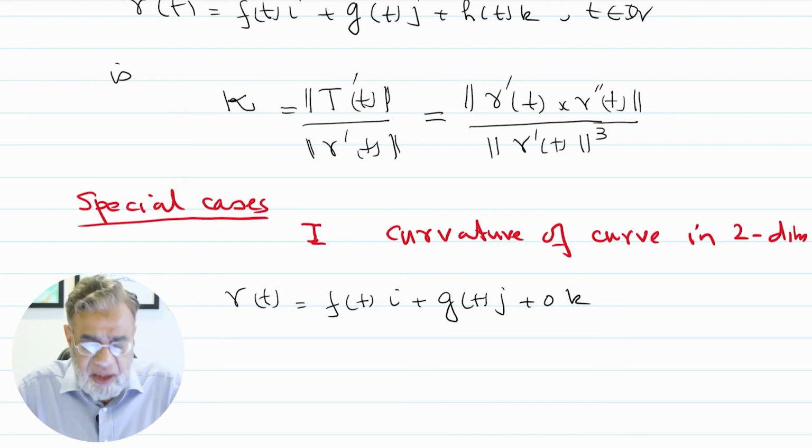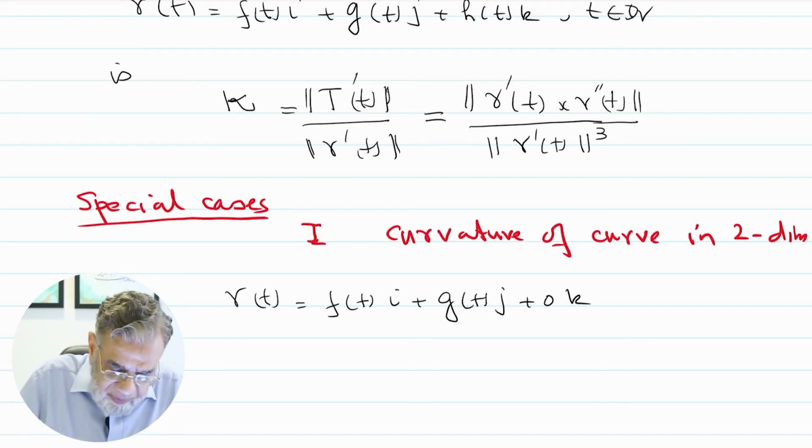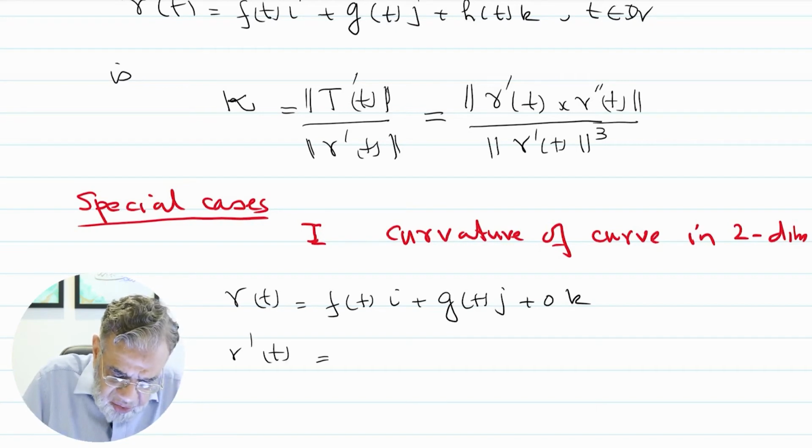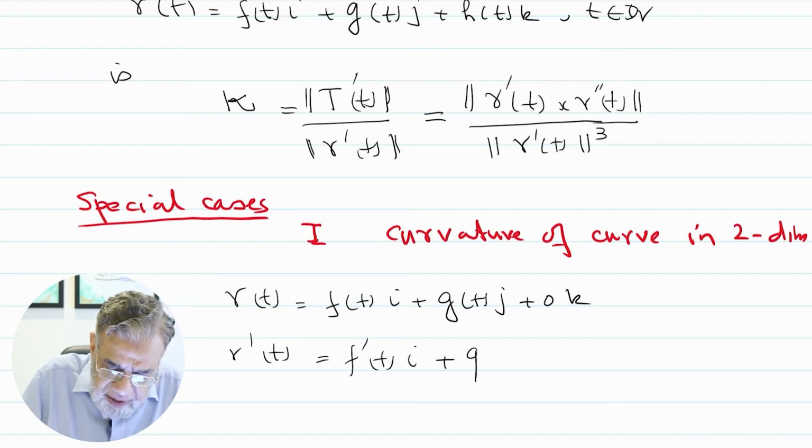So here, in case 1, the curvature of a curve in 2 dimensions, we take the function r(t) equal to f(t)i + g(t)j + 0k, because we have x equal to f(t) and y equal to g(t). We have this curve in 2 dimensions. Now we find r'(t). We take the derivative, and this is equal to f'(t)i + g'(t)j, and again we have 0, the derivative of 0 is 0k.